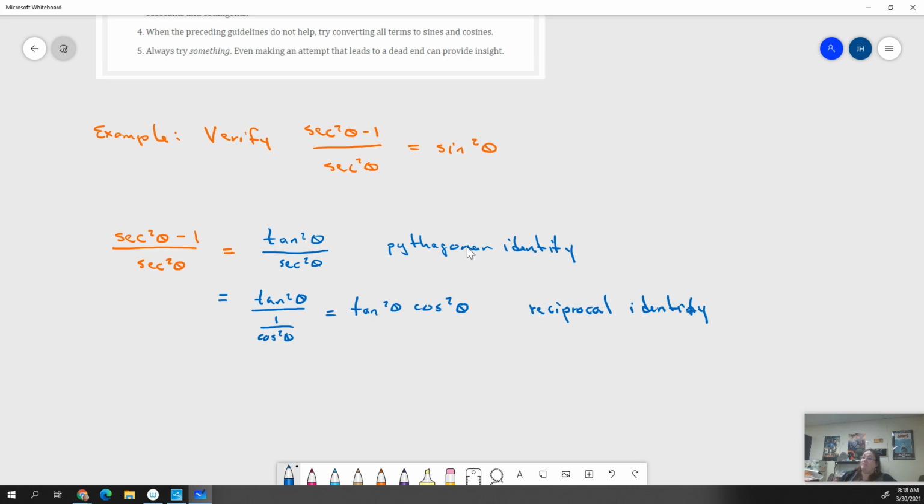So now we have tangent squared theta times cosine squared theta. And I know that tangent equals sine over cosine, right? So now I have sine squared theta over cosine squared theta, all times cosine squared theta. That is my quotient identity, remember: tangent always equals sine over cosine.